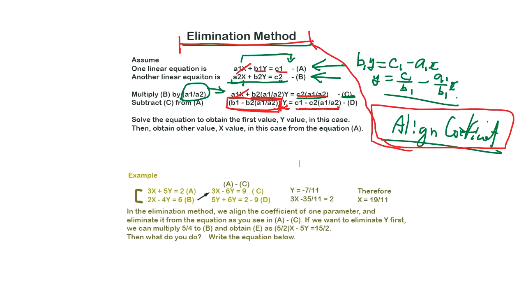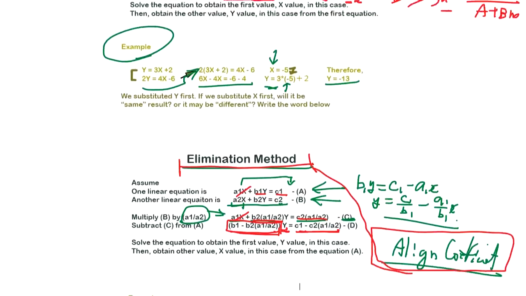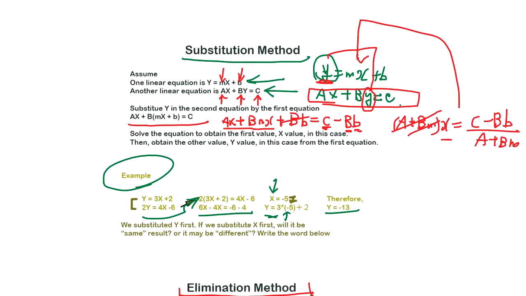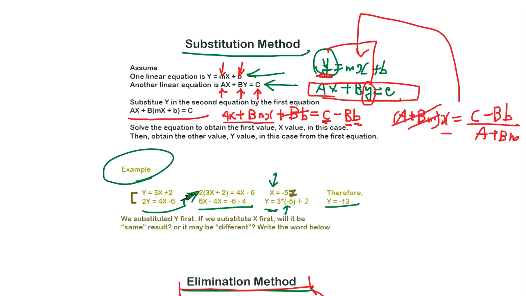Okay, so that's the difference. In substitution, the way to eliminate one of the unknown values is by substitution. You enter this into this, right?